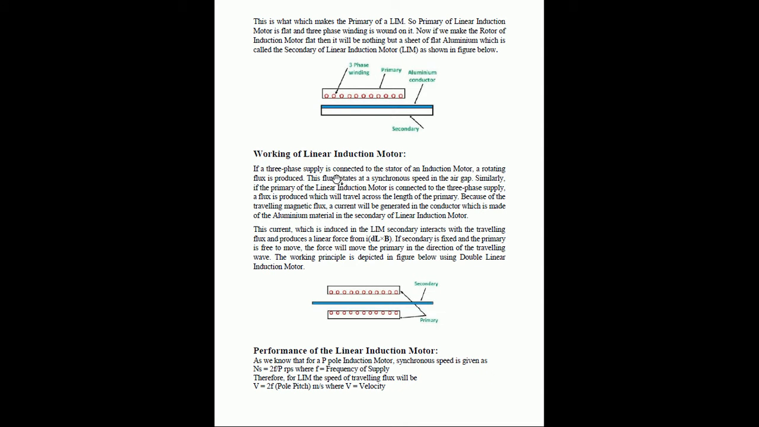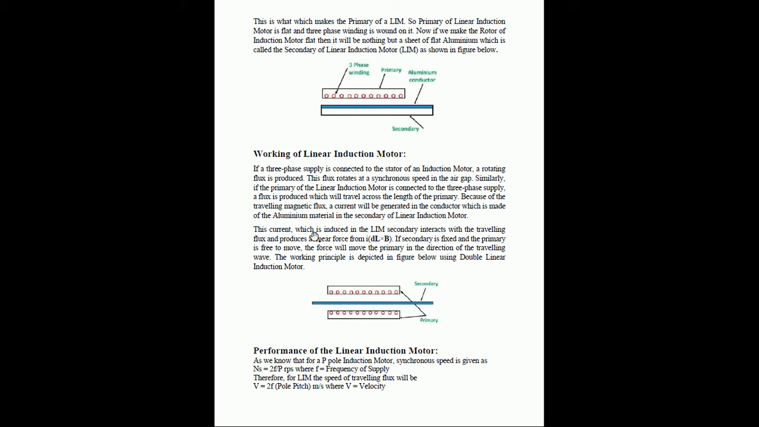Working of linear induction motor. If a three-phase supply is connected to the stator of an induction motor, a rotating flux is produced. This flux rotates at synchronous speed in the air gap. Similarly, if the primary of the linear induction motor is connected to the three-phase supply, a flux is produced which will travel across the length of the primary. Because of the traveling magnetic flux, a current will be generated in the aluminum conductor in the secondary of the linear induction motor.